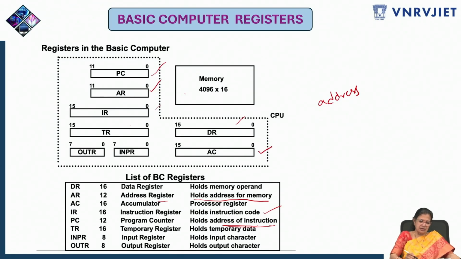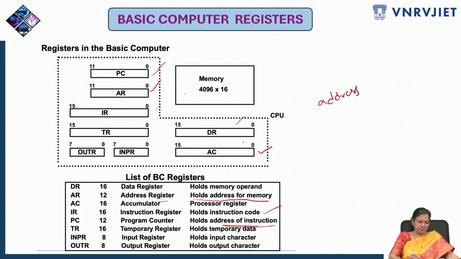Then AC is the accumulator. Usually the accumulator register is the basic register which is utilized in all the operations. In most of the basic computer operations or commands, they are associated with the accumulator. Whether it is a memory reference instruction or a register reference instruction, one of the operands would be available in the accumulator. Any operation is performed through the accumulator, and this is one of the registers connected to the ALU.